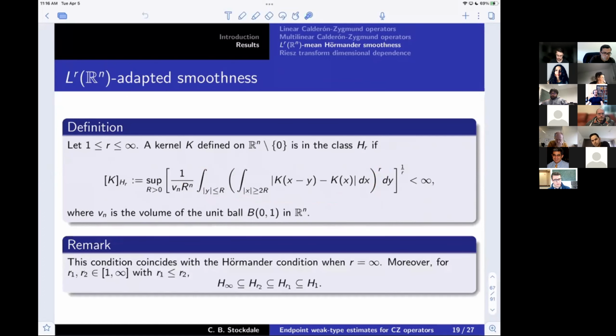And for other r's, we have this natural nesting of these spaces. So if we call H infinity the set of kernels that satisfy the Hormander condition, and HR the set of kernels that satisfy this version, by Holder's inequality, you can see easily that this inclusion actually holds. And I need to mention something here, because there were some follow-up works which actually prove that these are equalities, which is not at all obvious. Only this inclusion here is pretty obvious from the definition, but these actually are equal.